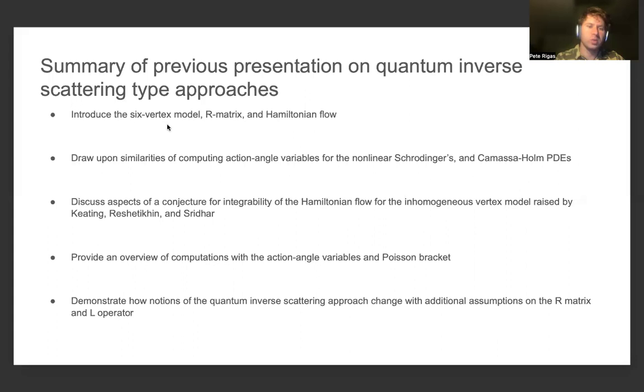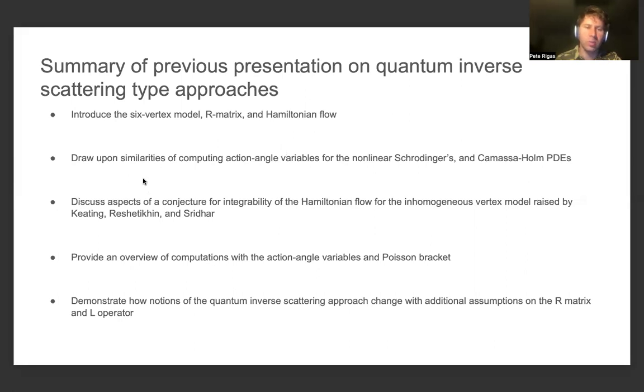So we'll be recapping how we introduced in some previous presentations that we described the six-vertex model, and even though this is a model that can also be defined for discrete probabilities, it has a lot of interest for integrable probability and looking at combinatorics and geometry. And we can also look at this wide variety of characteristics from the model results from the definition of the R matrix in the Hamiltonian flow.